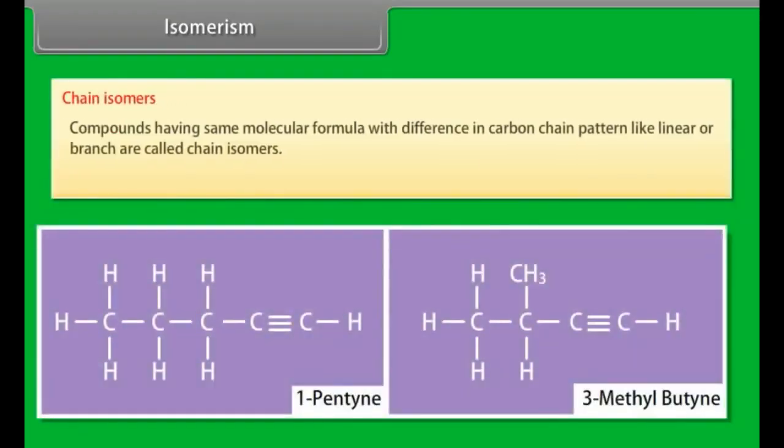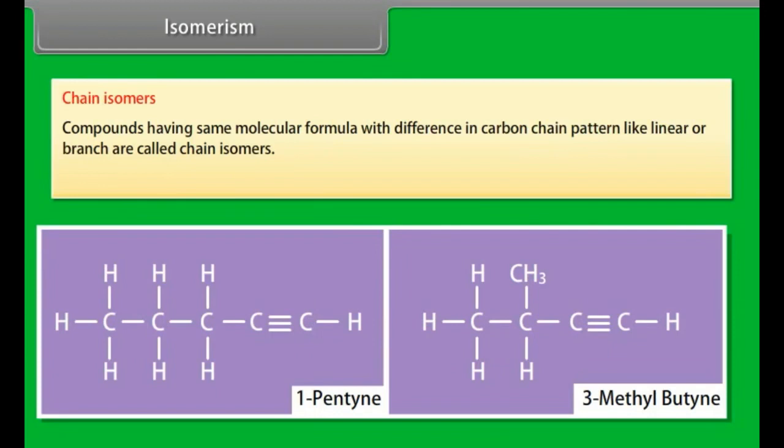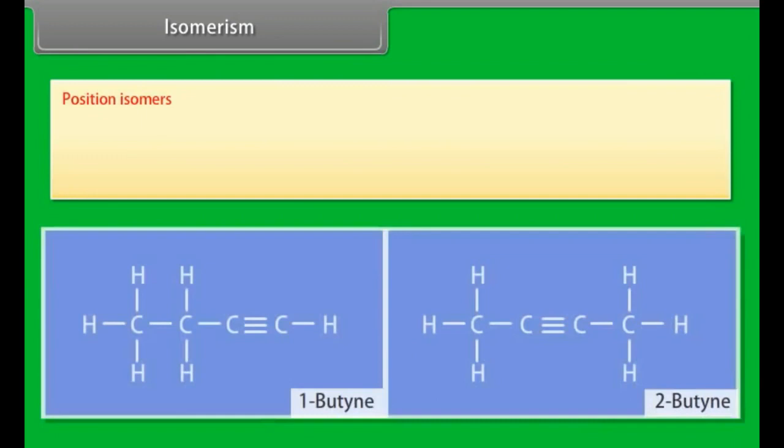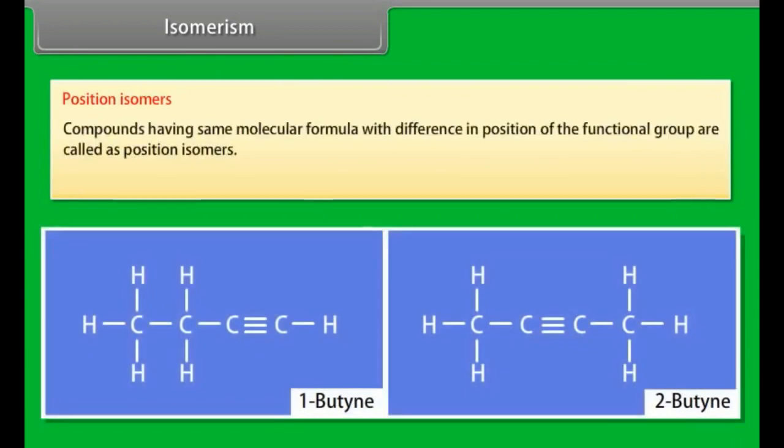Isomerism. Chain isomers. Compounds having the same molecular formula with a difference in carbon chain pattern, like linear or branched, are called chain isomers. 1-pentyne is a chain isomer of 3-methylbutyne. Position isomers. Compounds having the same molecular formula with a difference in position of the functional group are called position isomers. 1-butyne and 2-butyne are position isomers.